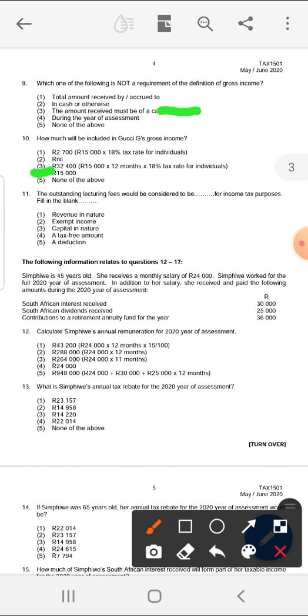And then the outstanding lecturing fees will be considered, for income tax purposes, to be a revenue in nature. Remember guys, this person is getting this money from lecturing, like he's providing a service and then they give him money. So money that they receive will be a revenue in nature.